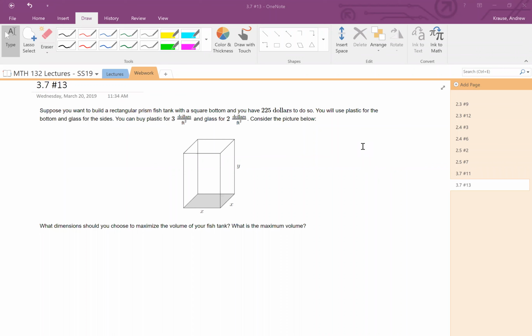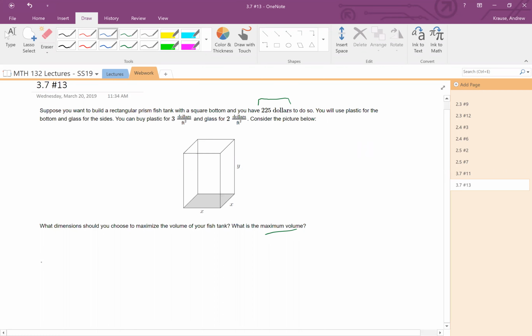Alrighty, let's take a look at number 13 from 3.7 Webwork. This problem is very similar to number 12, except that in number 12, you had a fixed volume and you were trying to minimize the cost. And in number 13, we have a fixed cost and we're trying to maximize the volume. So it's like the opposite problem.